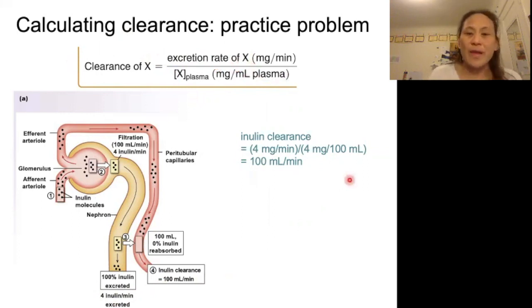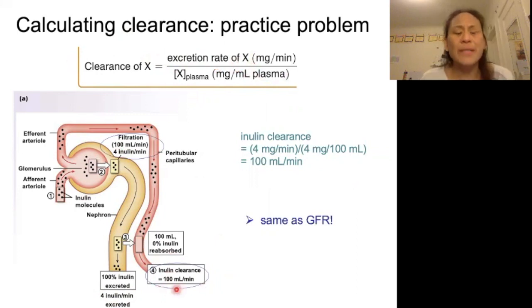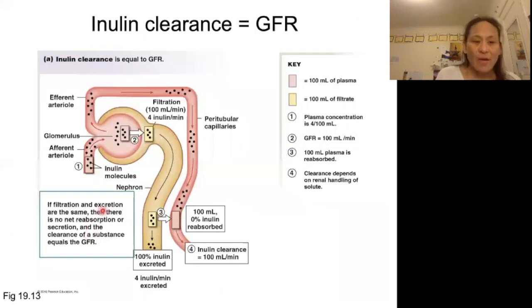Now, there is something important that I would like to point out to you here, which is that you might notice that the inulin clearance is equal to the GFR, right? So we have inulin clearance equal to 100 milliliters per minute, and GFR is 100 milliliters per minute. That is no coincidence. It turns out that if a substance is not secreted or reabsorbed as it is processed by the kidneys, then its clearance rate is going to be equal to the GFR, okay?